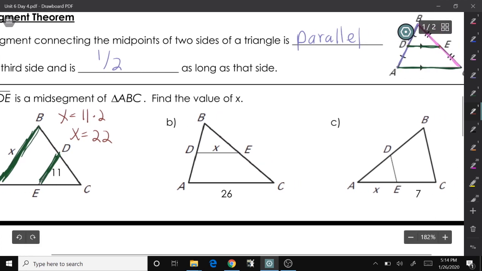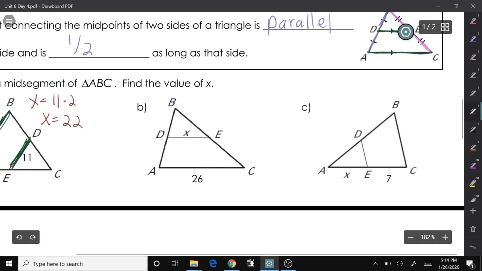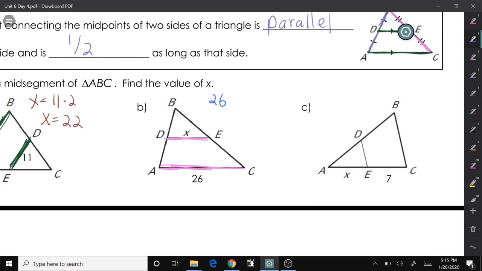All right, example B is going in the opposite direction, where we're given the bigger side, 26, and we're trying to find the smaller side here. So we will do 26, and you can write divided by 2 or times 1/2. It means the same thing. That equals 13.